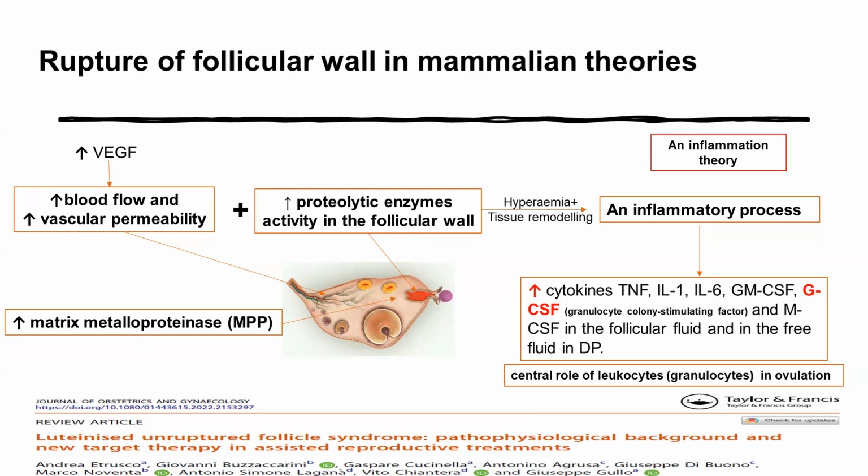How to know that it is an inflammatory process? This can be known easily if you take a sample from the follicular fluid or fluid in the pouch of Douglas. You will see a high concentration of cytokines in this fluid. These cytokines are markers of the inflammatory process. And this is the basis of many lines of treatment in the publications on luteinized unruptured follicle syndrome.